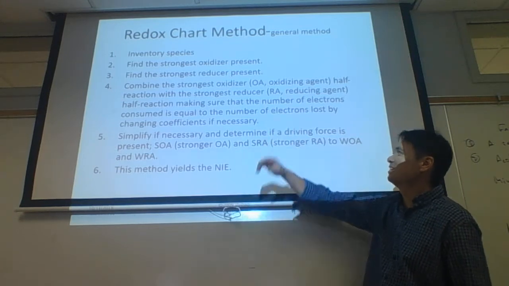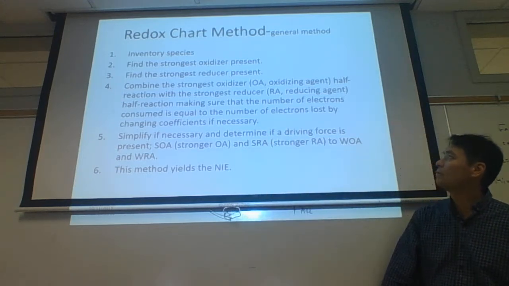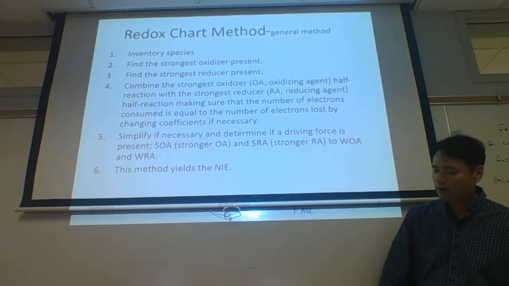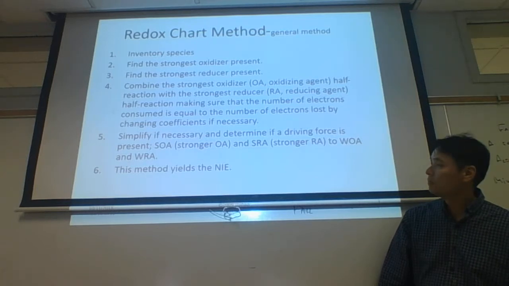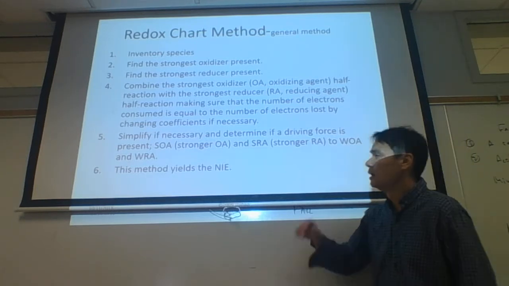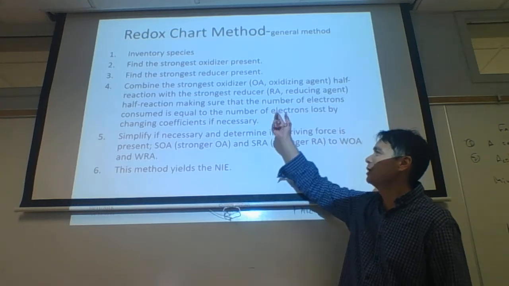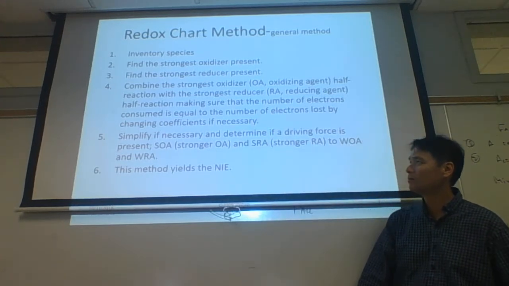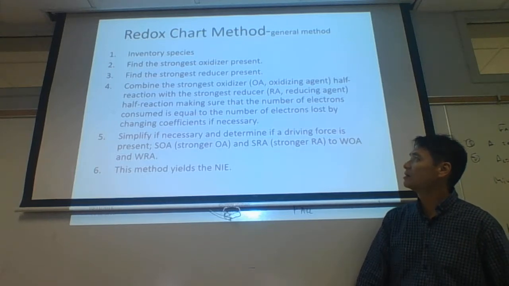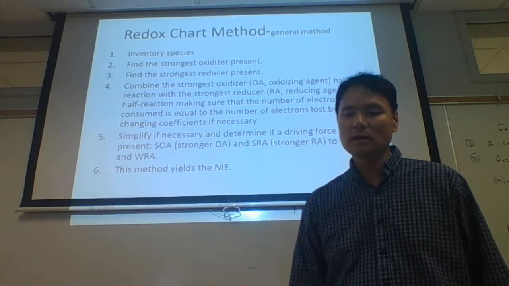The different method is called the chart method. It's the redox chart method. And in the redox chart method, we don't even have to bother with memorizing any exceptions. This is a more general procedure, and this general procedure is very similar to the acid-base procedure. First we inventory. Well, we did that for acid and base. And then we find the strongest oxidizer and the strongest reducer. We don't have to memorize the chart, we just look it up in the chart.